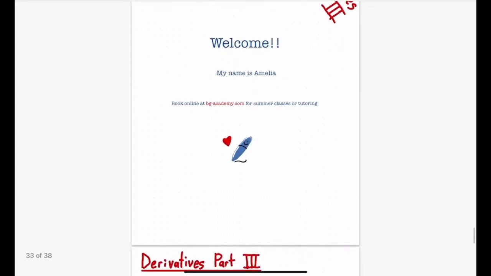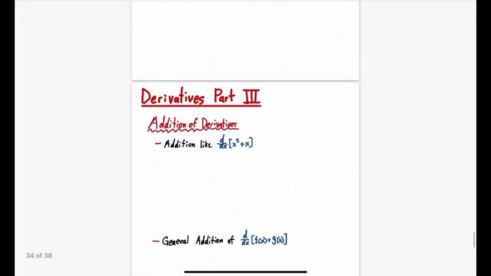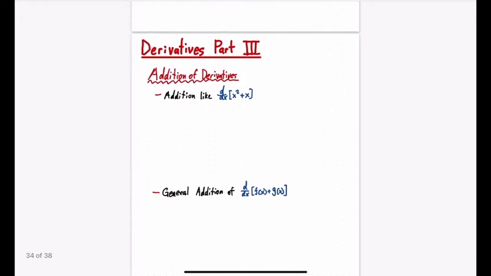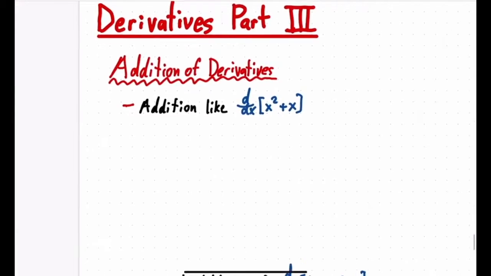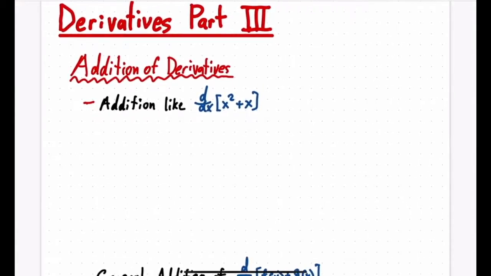All right, so one of the first rules about derivatives that we're going to talk about is the addition of a set of functions and the derivative of that addition. When I talk about a set of functions, I mean something like this example that I have here, where we have one function, x squared, and another function, x. So if f of x equals x squared and g of x equals x, then this would be given as f of x plus g of x.